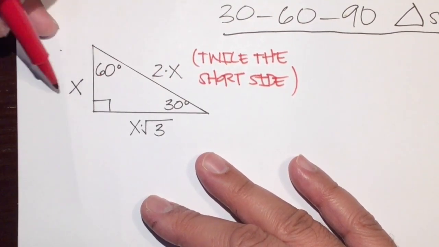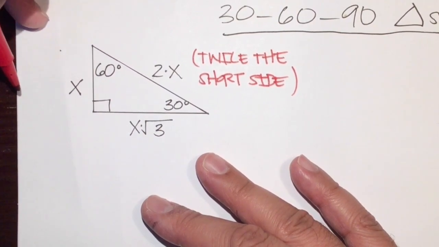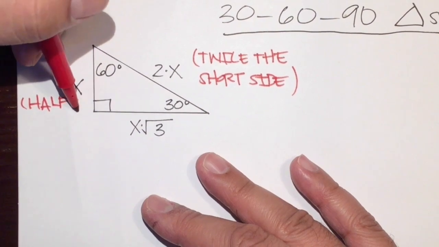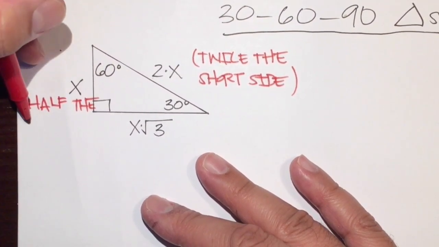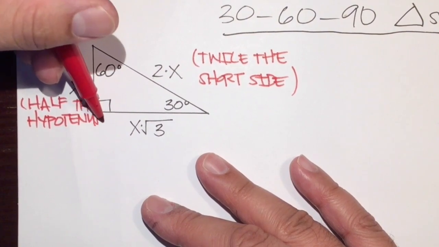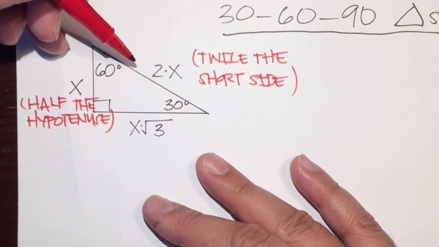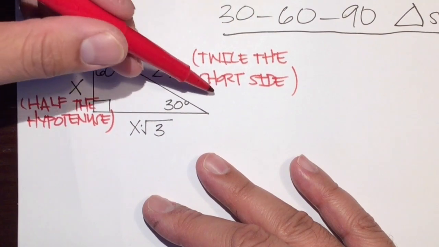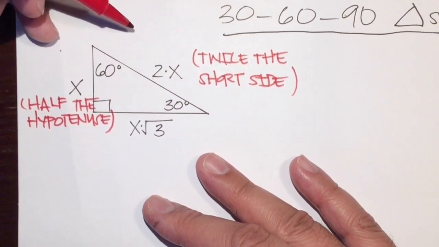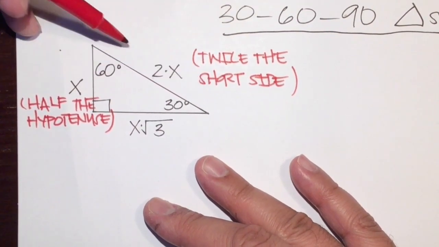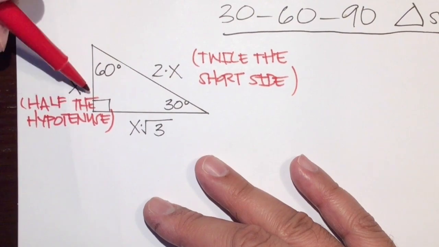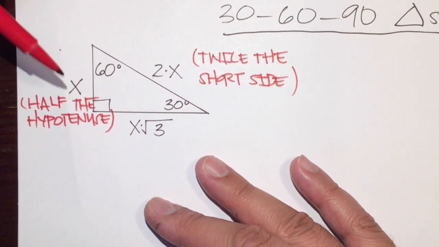The opposite end, the short side, is half the hypotenuse. So whatever the hypotenuse is, this is half of it. So let's say the hypotenuse is 100, and this is 50. Let's say that this is 90, then this is 45. Let's say this is 3,000, then this is 1,500. Let's say this is 1, this is half.